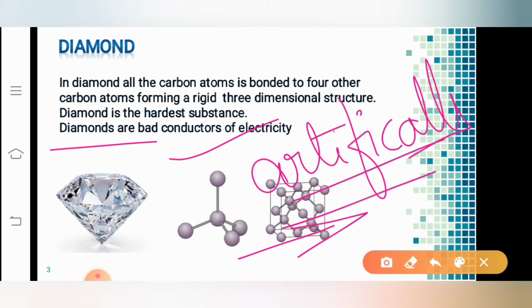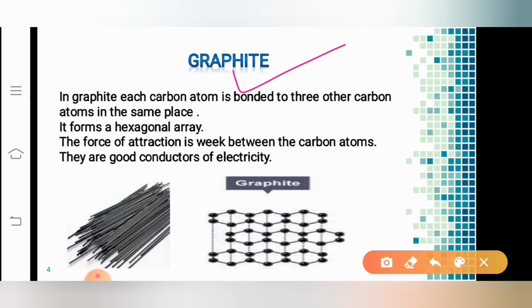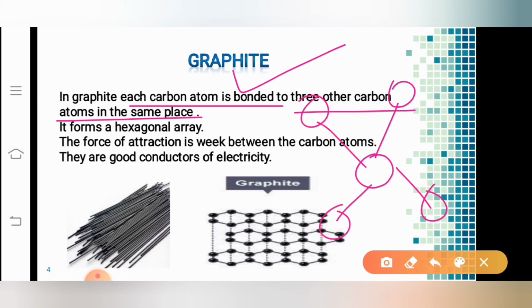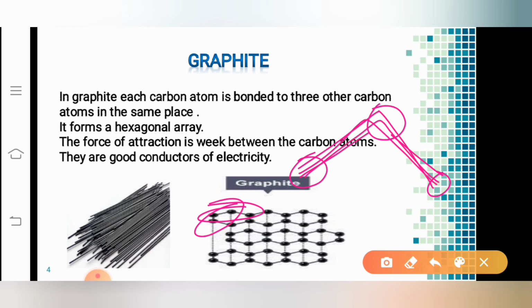Okay, so now let us understand the next allotrope of carbon, that is graphite. In graphite, each carbon atom is bonded to three other carbon atoms. See here, we have seen that in diamond, one carbon atom is attached to four other carbon atoms. But in the case of graphite, look at this region, and this region, correct? Each carbon atom is attached to three other carbon atoms. You can see it is three carbon atoms.